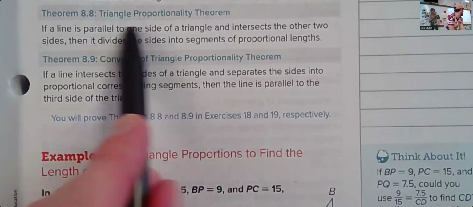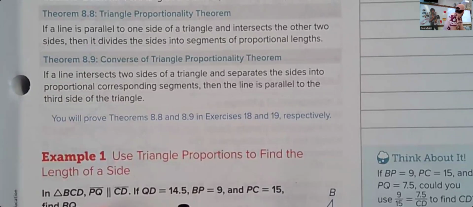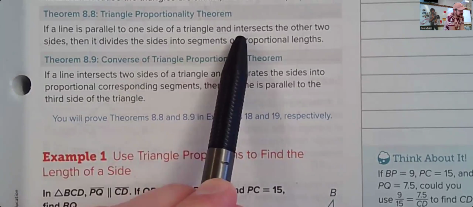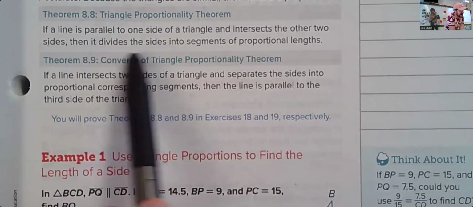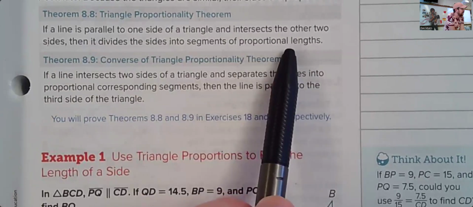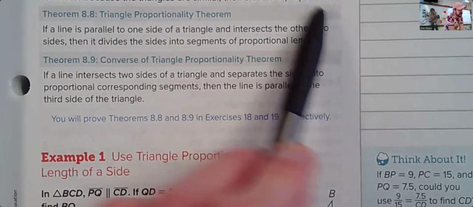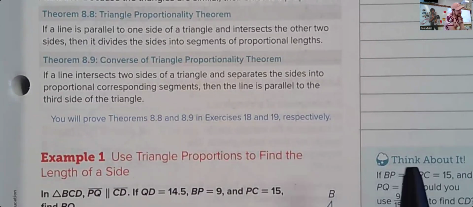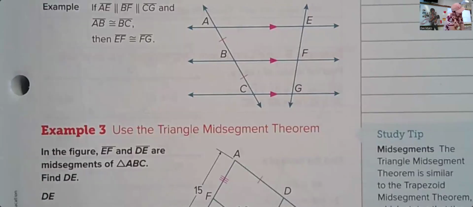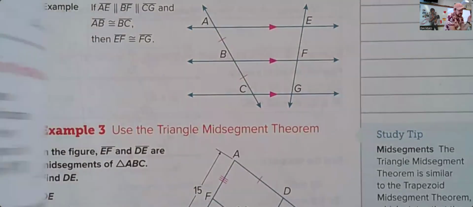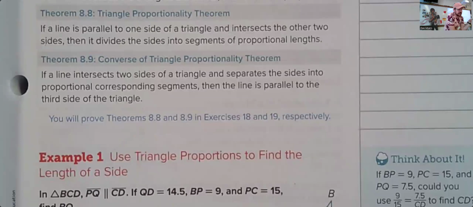So the triangle proportionality theorem states that if a line is parallel to one side of a triangle and intersects the other two sides, then it divides the sides into segments of proportional length. This is not something that we saw in the warm-up. There's nothing mentioned here about midsegments. So we'll see midsegments a little bit later, once we get to example 3 pretty much. So we're not going to be dealing with what we saw in the warm-up until then.